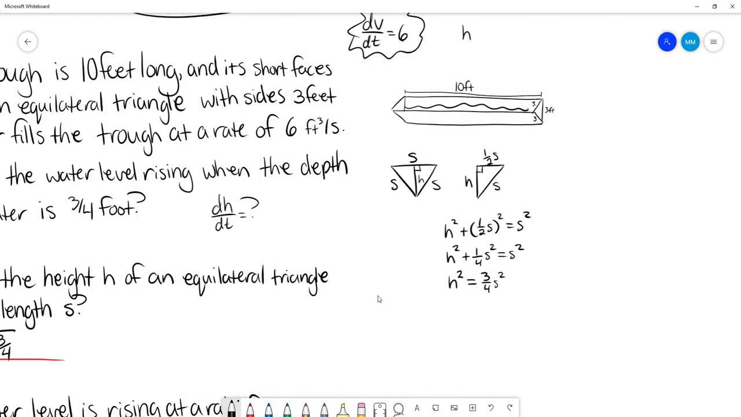We know that the volume of something, or V, is essentially the area of the face times the height, I believe.